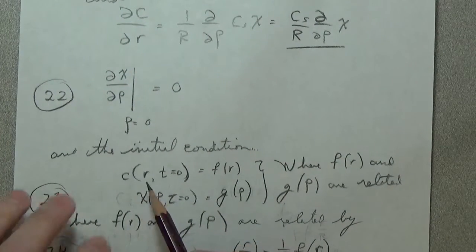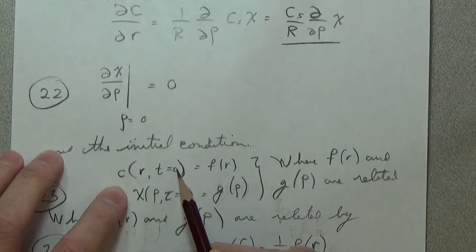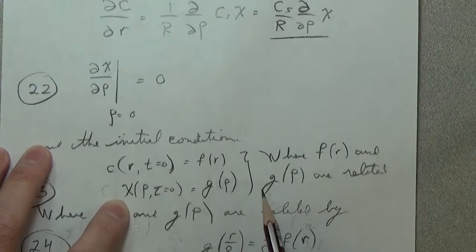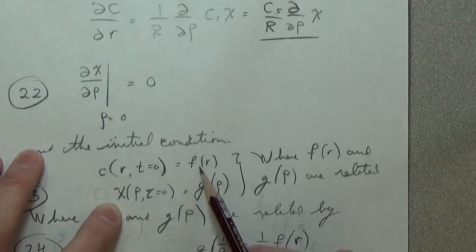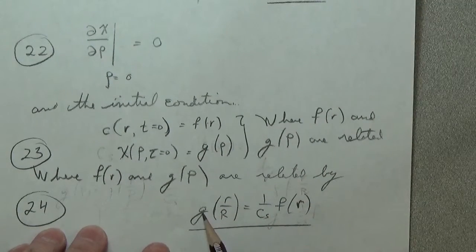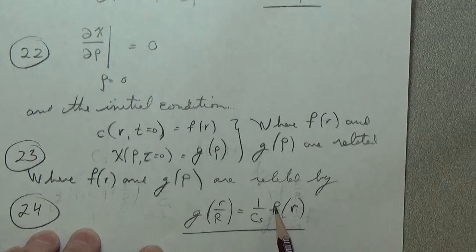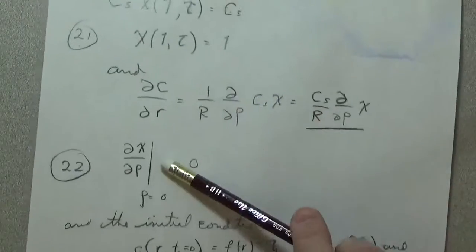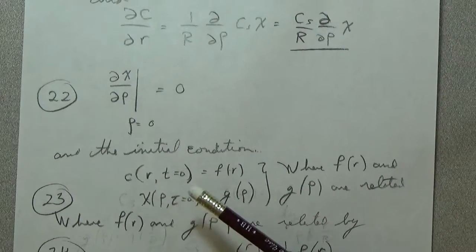And then the initial condition, which was c r t equals 0 is equal to f of r, well, that makes this chi rho tau equals 0 is equal to g rho. These two are related to each other, f and g, by the fact that g at r over capital R is equal to 1 over cs f over r. Good news is, in our problem right now, this is going to go away because we're not interested in the transient state. We're only interested in the steady state. So we've now got two boundary conditions and an initial condition, which allows us to solve the problem.